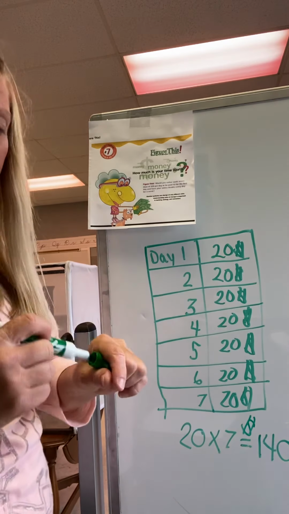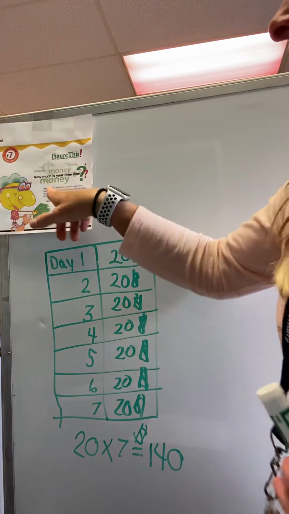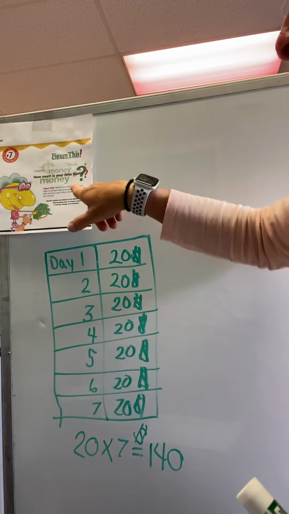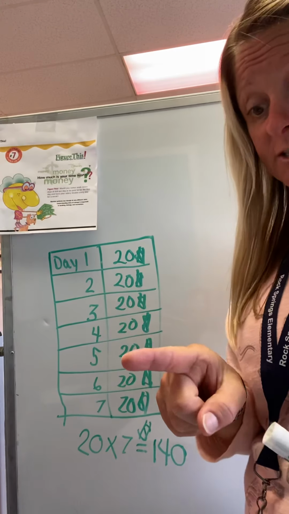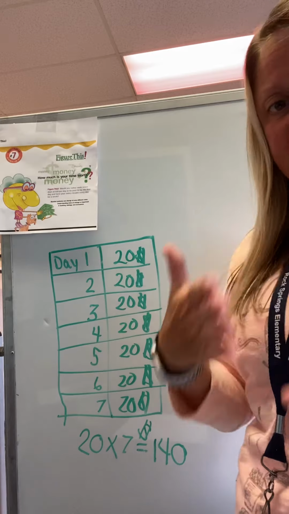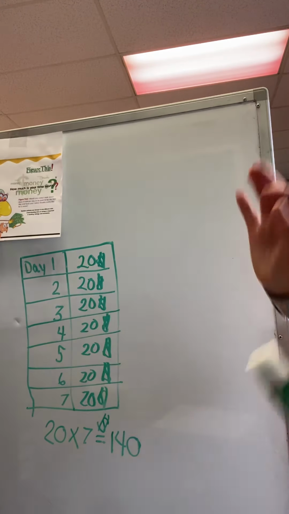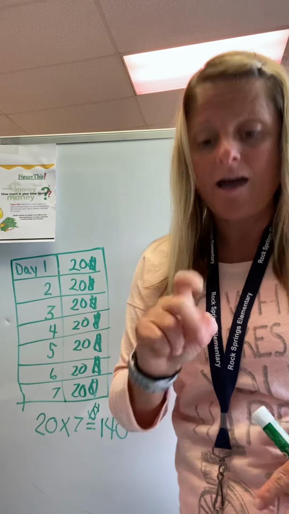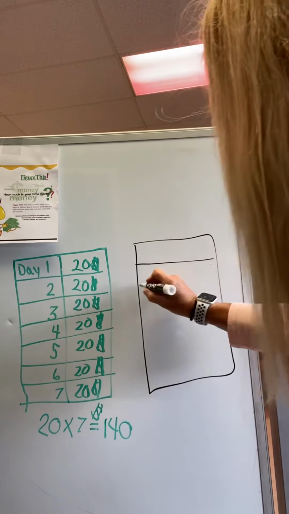So now let's take a look at this other scenario. The first one said, would you rather have $20 a day for 7 days? Or the second part says, would you like to be paid $2 on the first day, and then every day for 7 days, your pay will get doubled? So I know that the word double means 2 times. So if I want to do 2 times, that means I'm going to create a pattern and I'm going to multiply by 2.